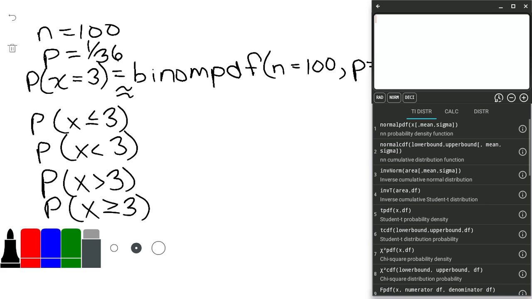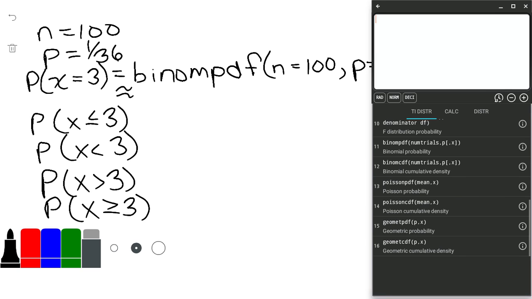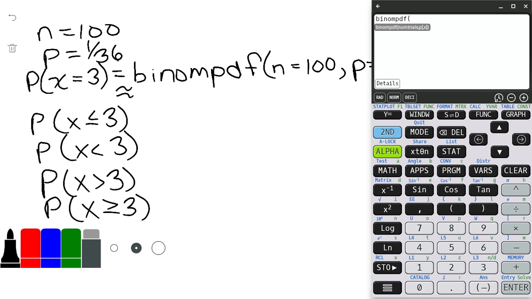And so you'll need to scroll down to find binomial. Now notice there's two, and we're going to use both of these today, so you'll see how to use both binomial PDF and binomial CDF. But for a single probability, as in if you write it out, it's the probability that x equals whatever, then it's PDF. Okay, so I'm going to choose that.